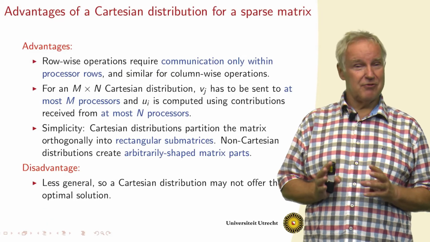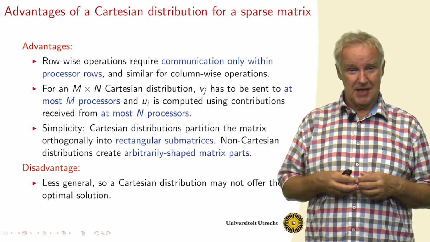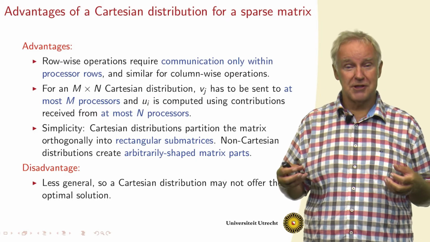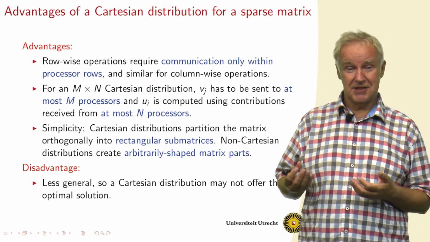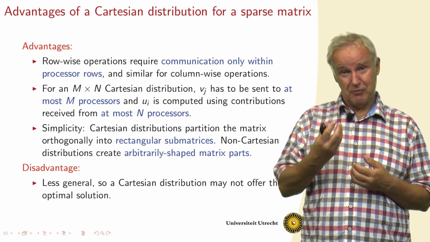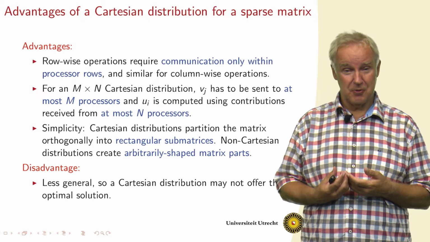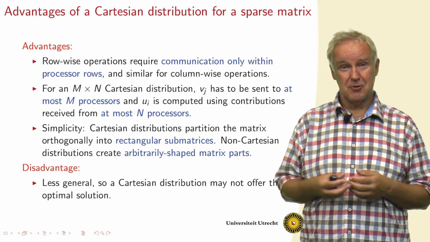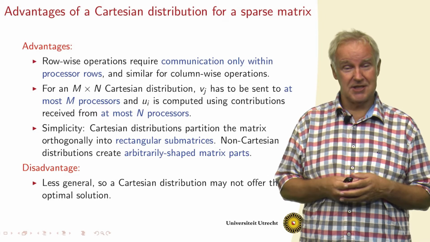We see there are many advantages to a Cartesian distribution. We've seen that already with LU decomposition. So it's row-wise operations. They are contained within a processor row, and similar for columns. And also, if you have an m by n Cartesian distribution, then the communication of vector component v_j in the fan-out is restricted to at most m processors. And similarly for the fan-in, also at most a number of processors, that's n, which may be a lot less than p.